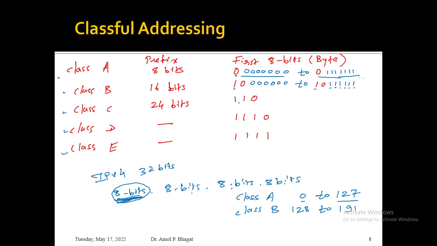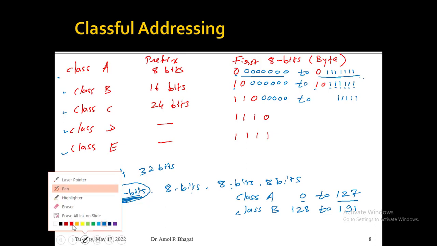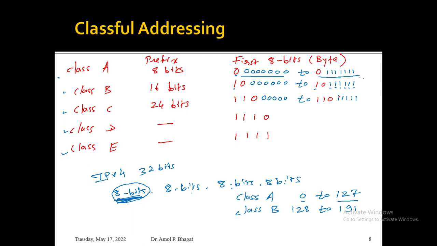As you can see here, the first 3 bits will always be 110. The remaining 5 bits can vary from all zeros to all ones. Now I'm talking about class C. It is 128 plus 64, which is 192. And the maximum is 128 plus 64 plus 16 plus 8 plus 4 plus 2 plus 1. If you calculate this value, it is 223.